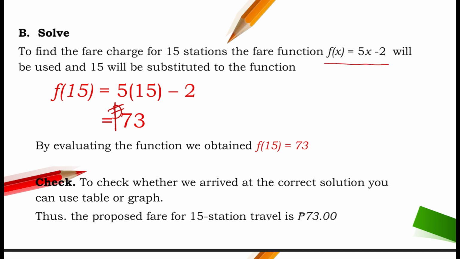Using the formula, f of x is equal to 5x minus 2, by evaluating the function, we obtain f of 15 equal to 73. Now, let's check our answer. To check whether we arrive at the correct solution, you can use the table or graph. Thus, the proposed fare for 15 station travel is 73 pesos.